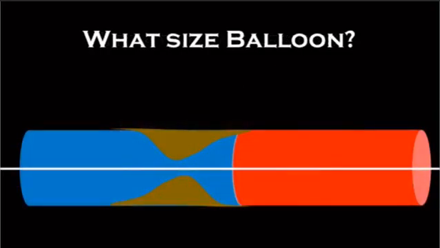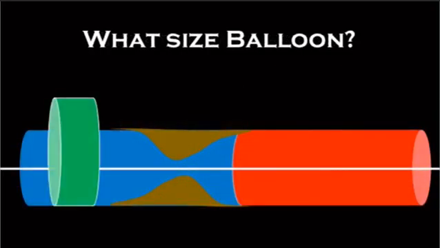So how do you size your balloon? The general rule is that you want the balloon to be 20 to 30% larger than the diameter of a normal vein adjacent to the stenosis. So typically 7 or 8 millimeter diameter balloons are used to treat vascular related stenosis. But that's how you would make a decision.